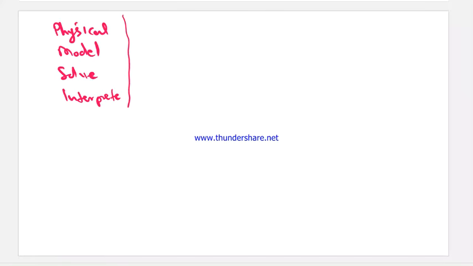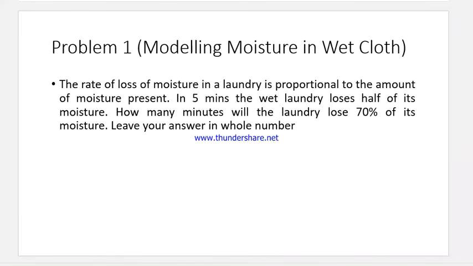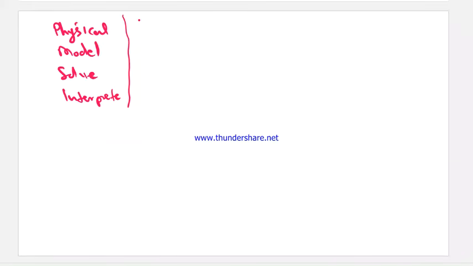Now, as I used to say, to solve a typical modeling problem, you need the physical law guiding it, you need the model itself, the mathematics, you need to solve the model and you need to interpret the model. In this question, we are given the physical law that the rate of loss of moisture in a laundry is proportional to its moisture present. So, let Y be the amount of moisture present.